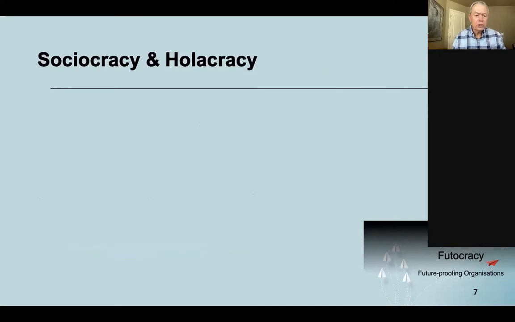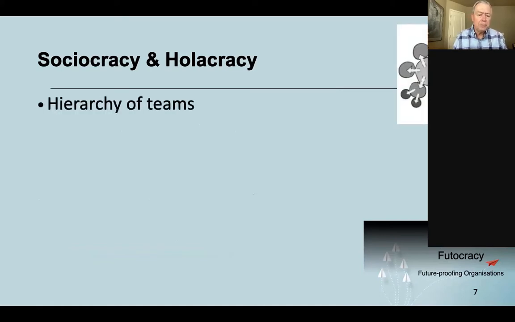Turning to Sociocracy and Holacracy. Holacracy would be a subset, a proprietary subset of Sociocracy, which is open source. This has a design that's built around teams. Okay. While it's a team structure, though, it is also viewable as a hierarchy.